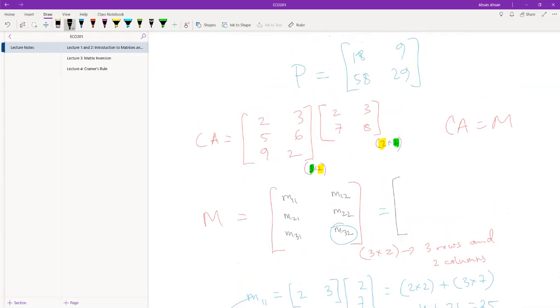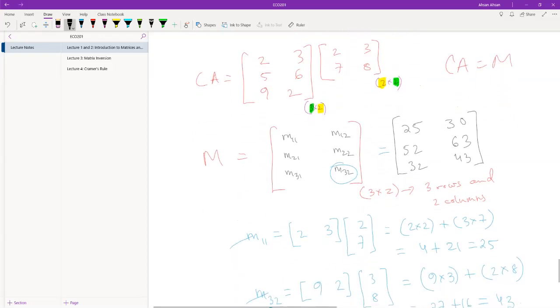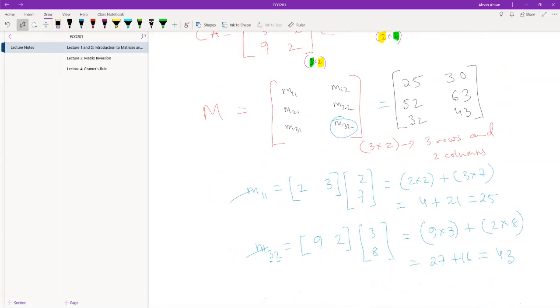All right, so what we are going to get is, let me do this manually, 4 plus 21, 25, 6 plus 24, so 30, 10 plus 42, 52, 15 plus 63, 78, 27 plus 16, 43. Wait, so this is what we get for M: 25, 30, 52, 63, 32, 43. So that was our second matrix multiplication.